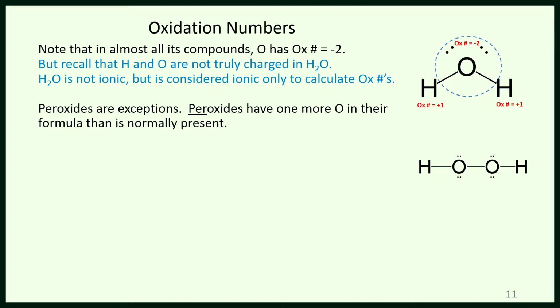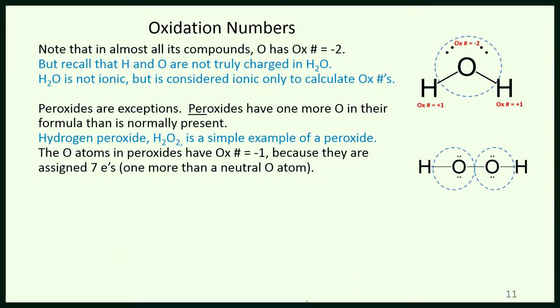Peroxides are an exception to the oxygen rule that oxygen is always -2. The per in peroxide tells us that there's one more oxygen in the formula than is normally present. Hydrogen peroxide, H2O2, is a simple example of a peroxide. The oxygen atoms in peroxides have an oxidation number of -1 instead of -2 because they're assigned 7 electrons instead of 8. Now they only have one more electron than a neutral atom.